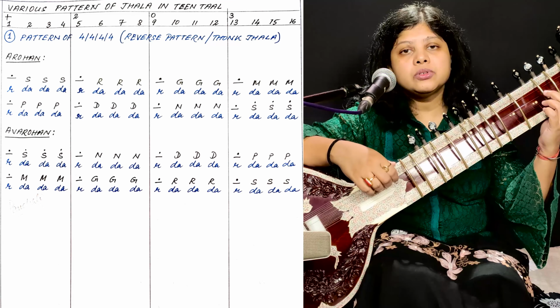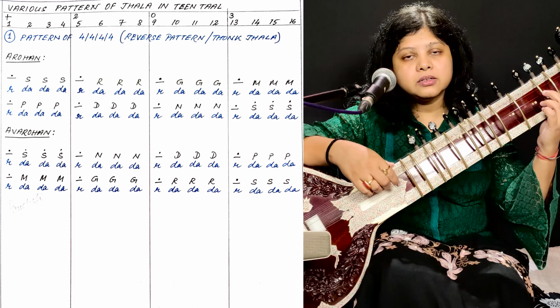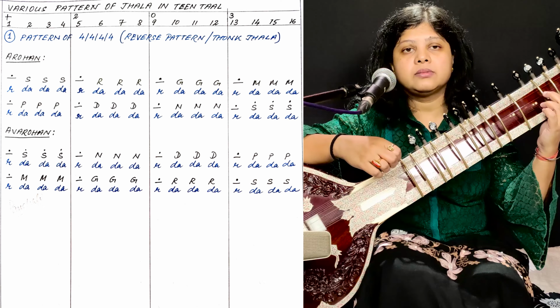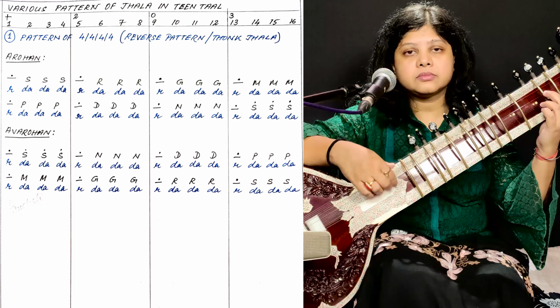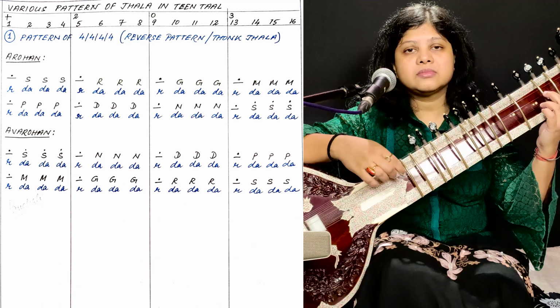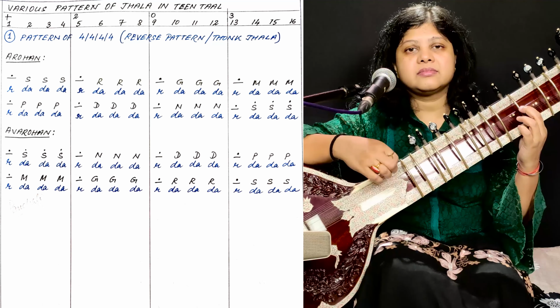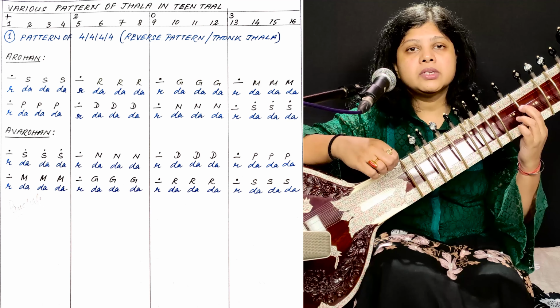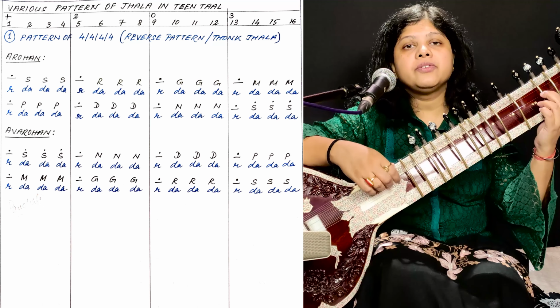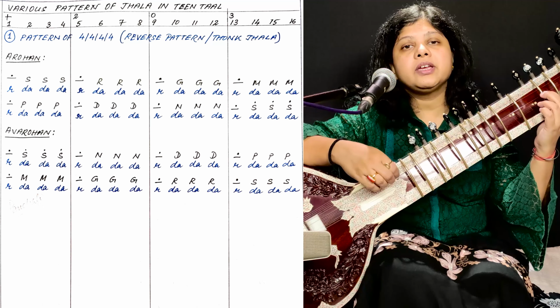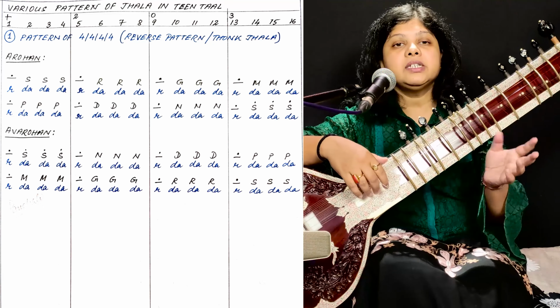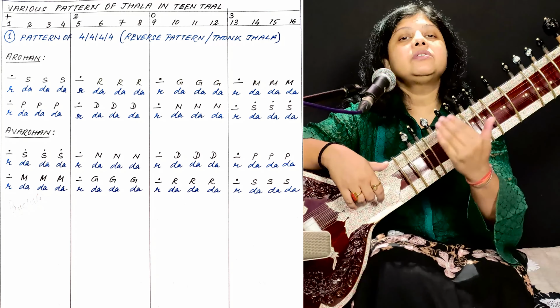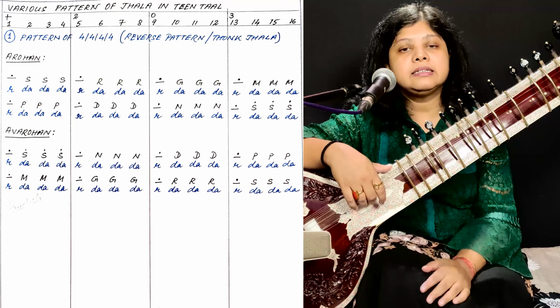1, 2, 3, 4. So starting with the basic 4/4 reverse pattern of Jhala in Teen Tal.